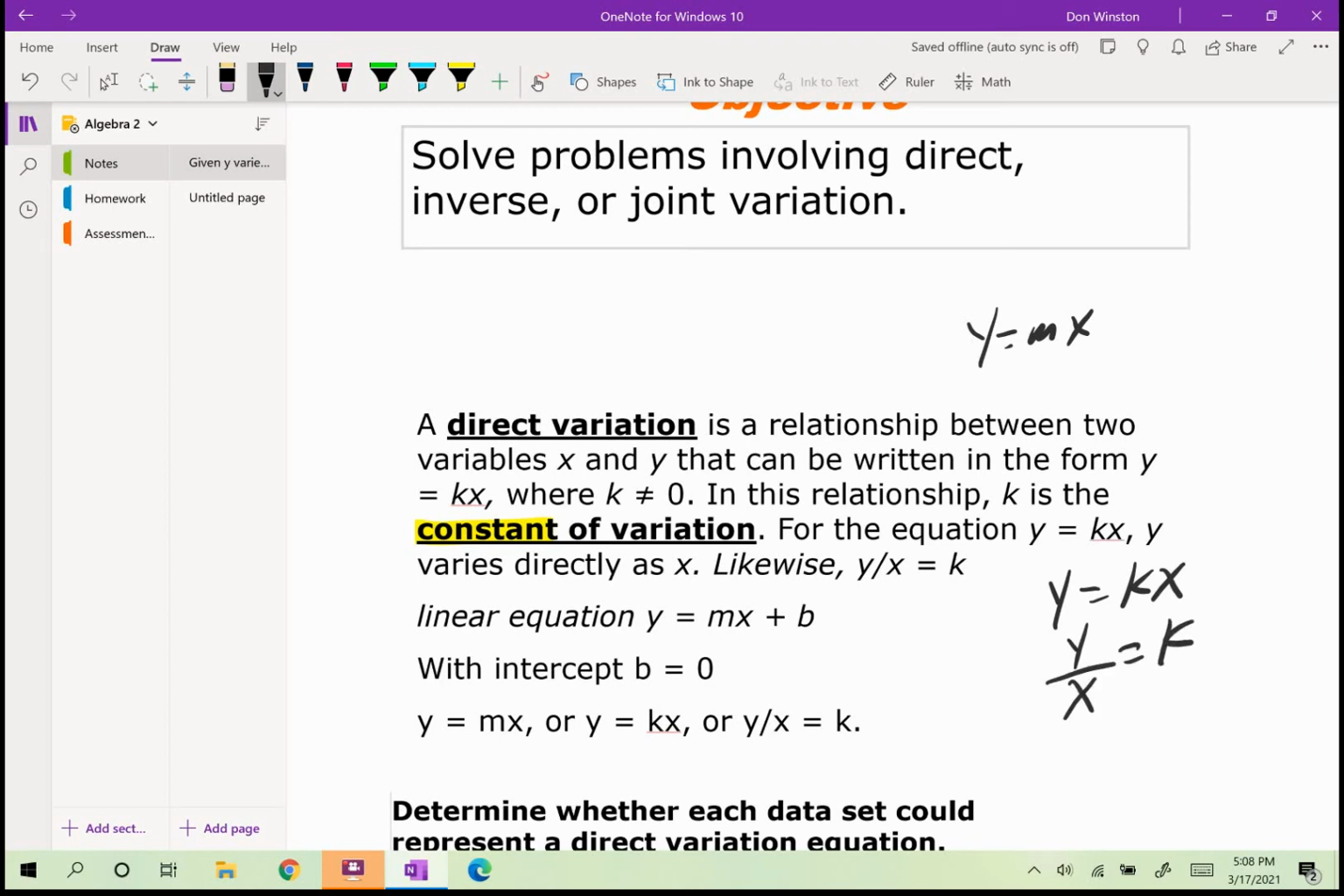equals k. Now, I just looked at a linear equation when I began reviewing the equations we looked at. For example, I looked at y is equal to 2x plus 1.